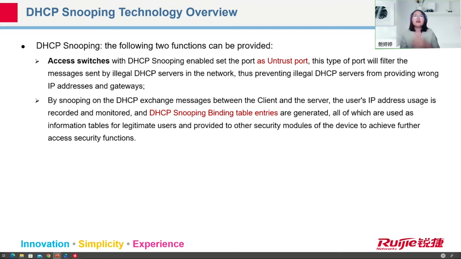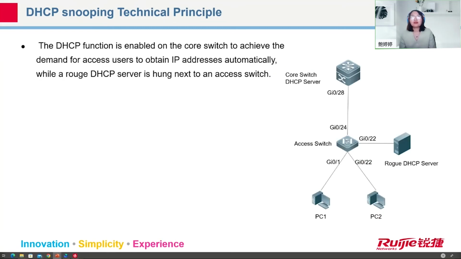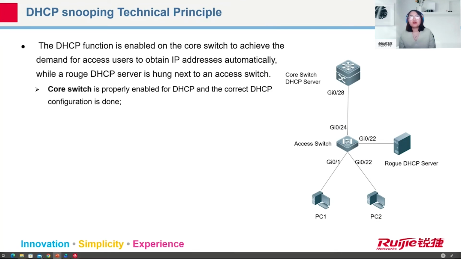The second function is that not only do we have trust and untrust ports, but the switch will also build a table to record the correct MAC address information. When we forward the message, it will only forward information with the same MAC address. Let's see the process, for example, with the same topology. On the core switch, we first give the correct DHCP configuration: create the pool, and give the gateway and the DNS, something like this.